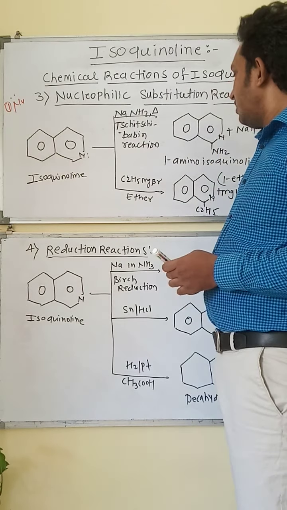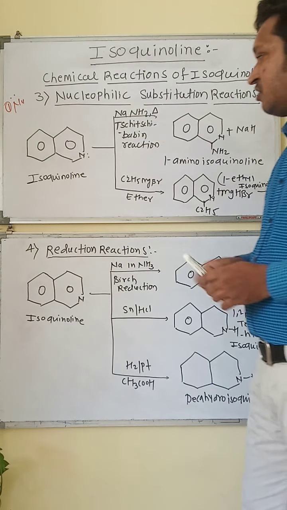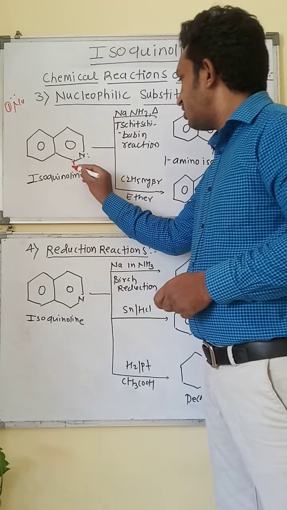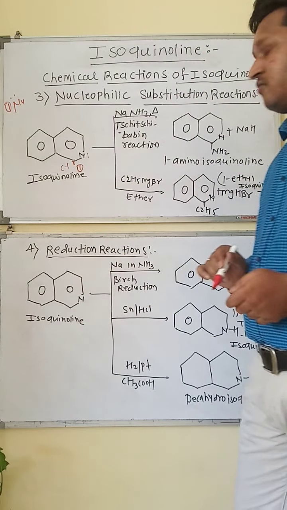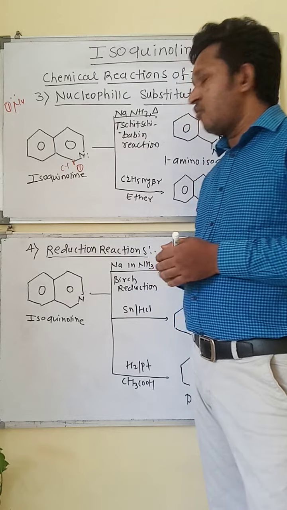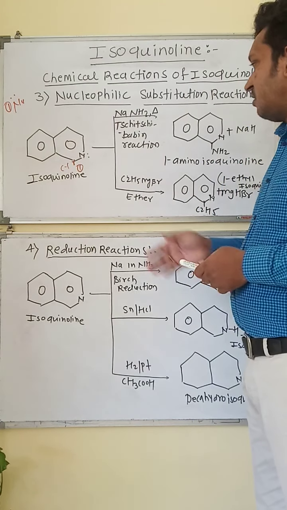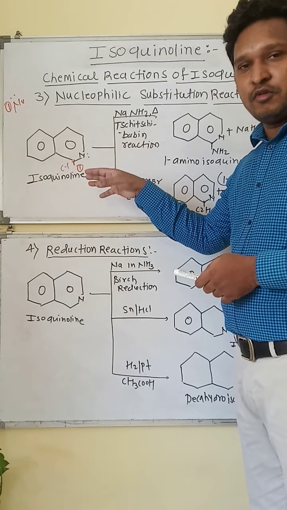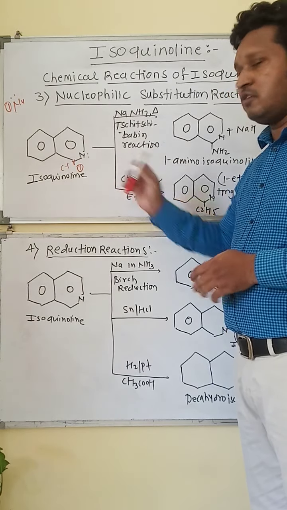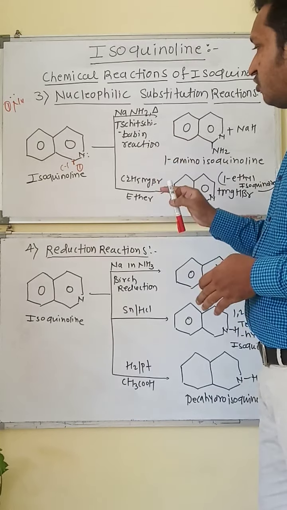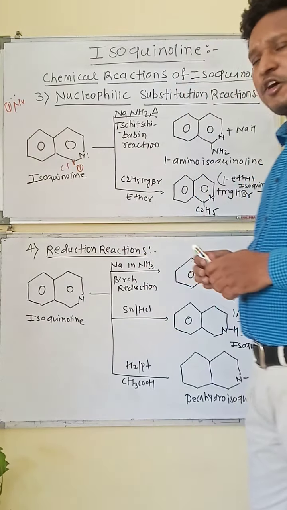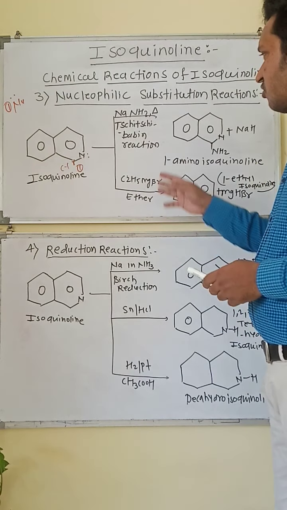Now isoquinoline shows the nucleophilic substitution reaction basically on the 1st number position, or C1, of the isoquinoline. In the previous compound, quinoline, the nucleophilic substitution reaction takes place on the 2nd number, but in isoquinoline the nucleophilic substitution reaction takes place on the 1st number carbon of the isoquinoline ring. So let's see the example.